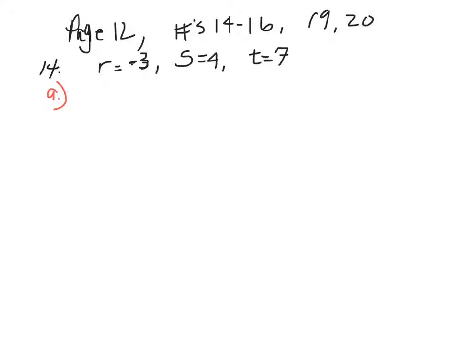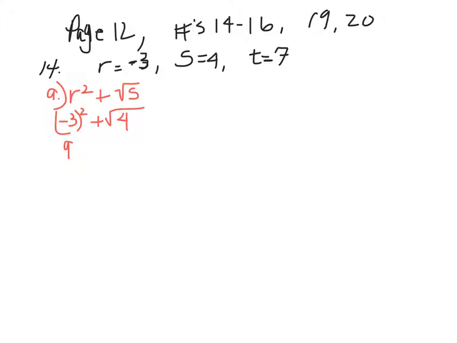A says r squared plus the square root of s. So, for what we're inputting, that would be -3 squared plus the square root of 4. What is -3 times -3? We have to do that first. Remember your order of operations. A negative times a negative is a positive. -3 times -3 is 9, plus the square root of 4.